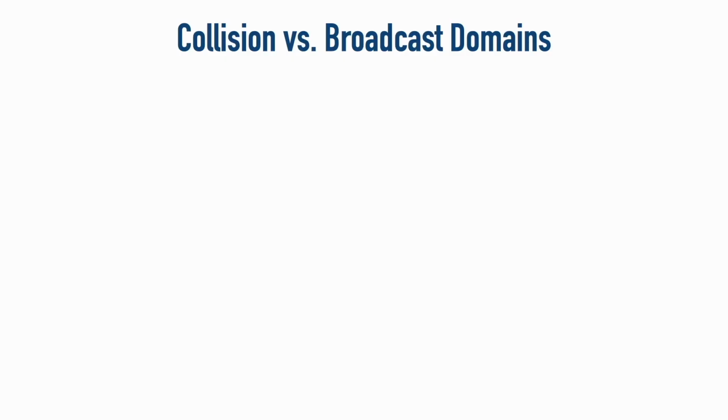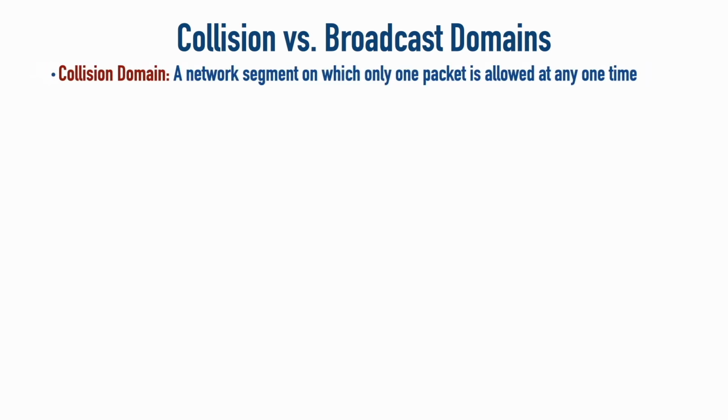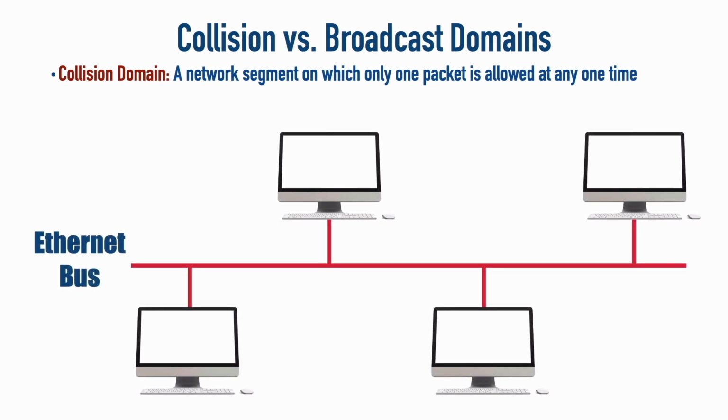In this video, we want to distinguish between a collision domain and a broadcast domain. First, consider a collision domain. This is a network segment, and on that network segment, we can only have one packet at any one time. And to visualize this, let's go way back in time to the original Ethernet bus, where we had end stations connecting into a coaxial cable that kind of ran around an office floor, and we would tap into that coaxial cable. All of these devices live on the same collision domain.